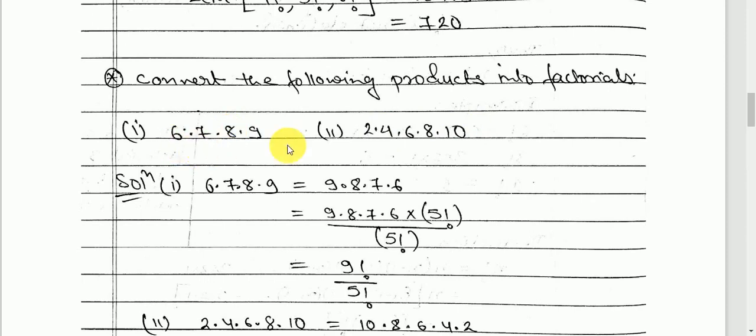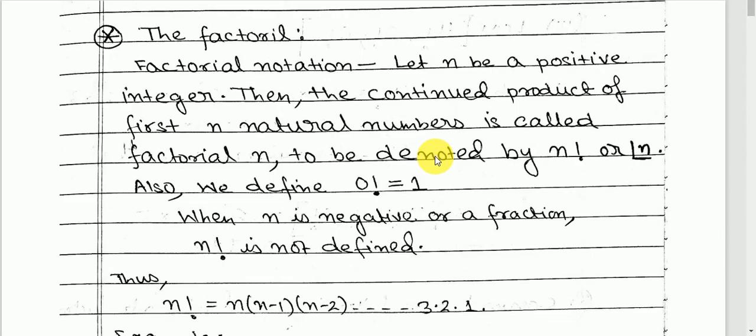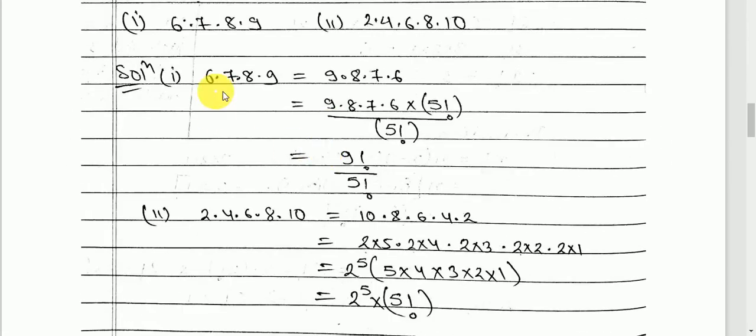So see over here, you know that if I have got factorial 6, then you have to take 6, then decrease by 1 and go till 1. Yes or no? But here I have got 9, 8, 7, 6. You cannot write factorial 9 because here 5 is not there, 4 is not there, 3 is not there, 2 is not there, 1 is not there. Yes or no? So this is 6 into 7 into 8 into 9, which can be written as 9 into 8 into 7 into 6.